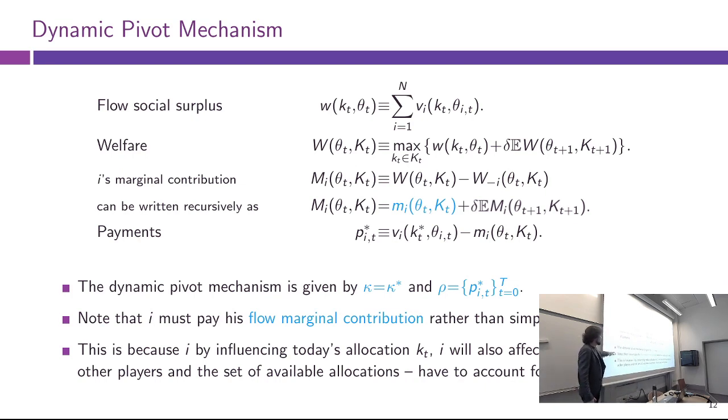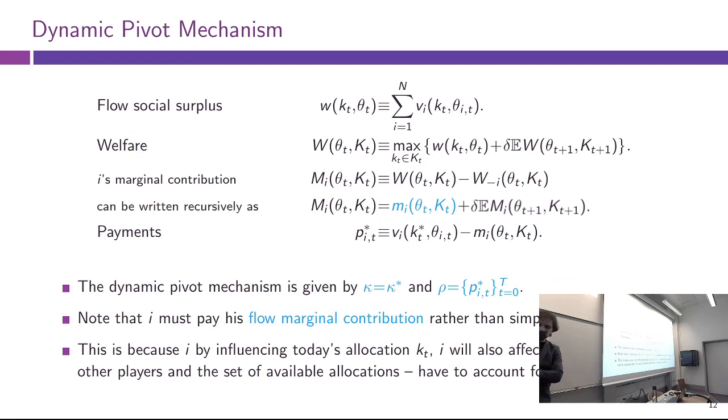So, once again, I want to emphasize that player I will not simply pay the difference in flow welfares, but rather we have to go through this long process of identifying players' flow marginal contribution, just to avoid all the issues that I've briefly outlined. And I've more or less gone through the allocation. So this is a crash course on how the efficient mechanism looks in a dynamic setting. I know it's very difficult to grasp just from looking at it.